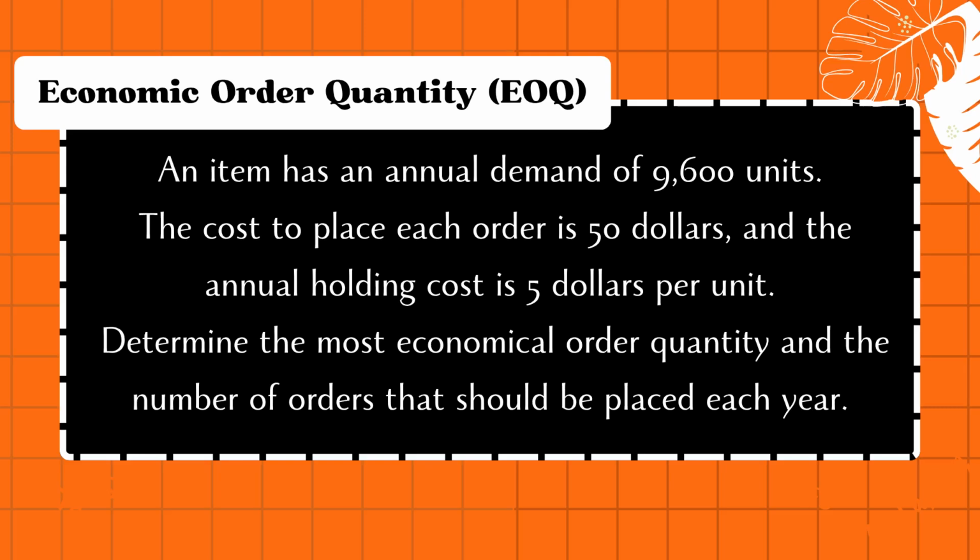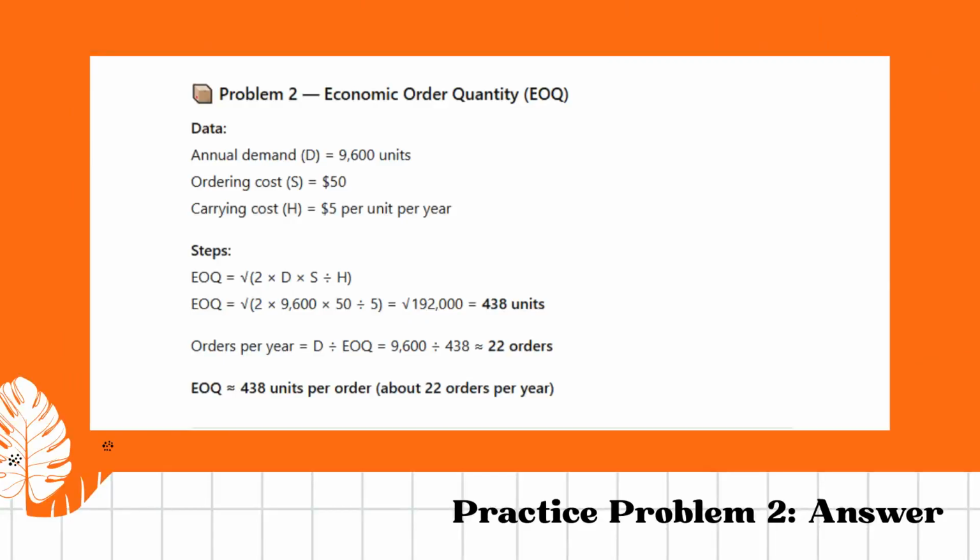Problem 2. Economic order quantity. An item is sold at a steady rate of 9,600 units each year. Every time the company places an order, it costs $50 to process. Holding one unit in stock for an entire year costs about $5. We need to find the order size that minimizes total inventory cost and determine how many orders the company should place each year.